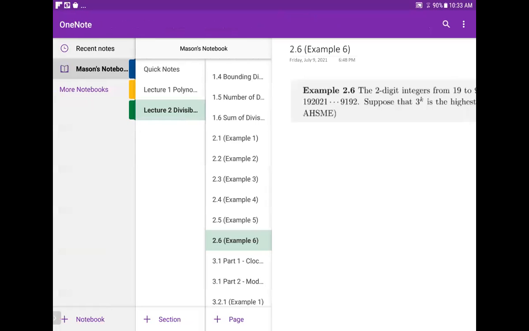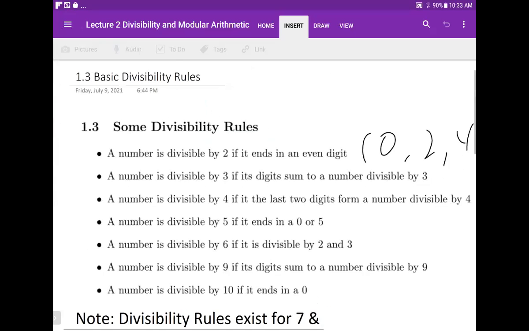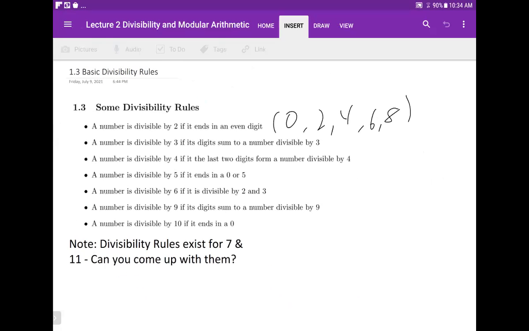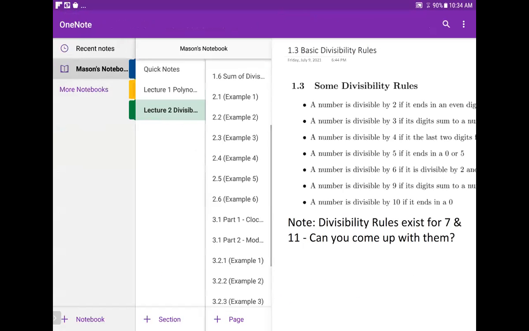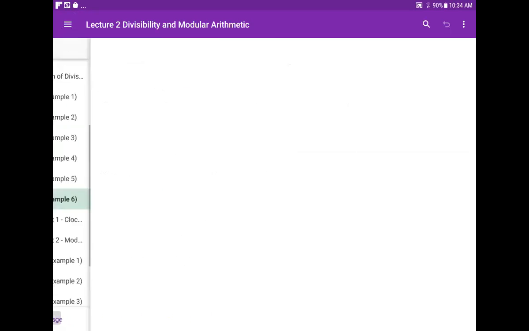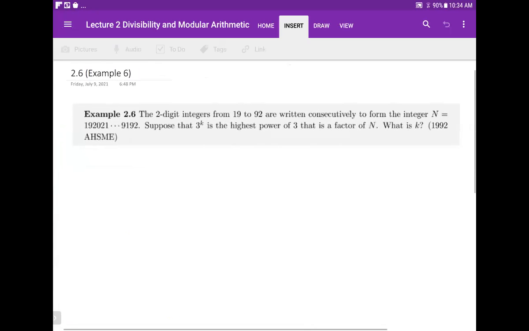Well, if we look back at our divisibility rules, we know that a number is divisible by 3 if its digits sum to a number divisible by 3. A number is divisible by 9 if its digits sum to a number divisible by 9. So first, let us determine the divisibility of this number by 3 or 9, right? Because if it's not divisible by 9 or 3, then we can immediately put an upper bound on k, right? So let's see. Looking at the ones place first.